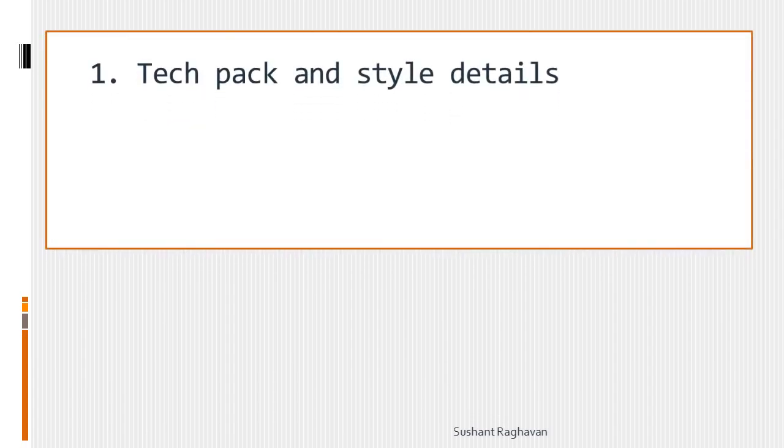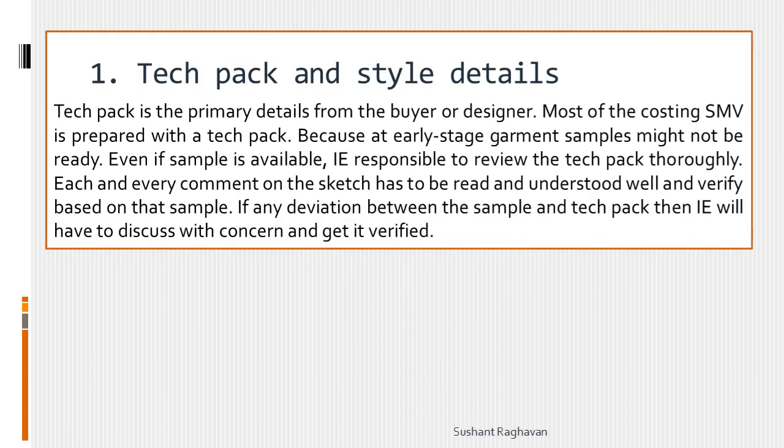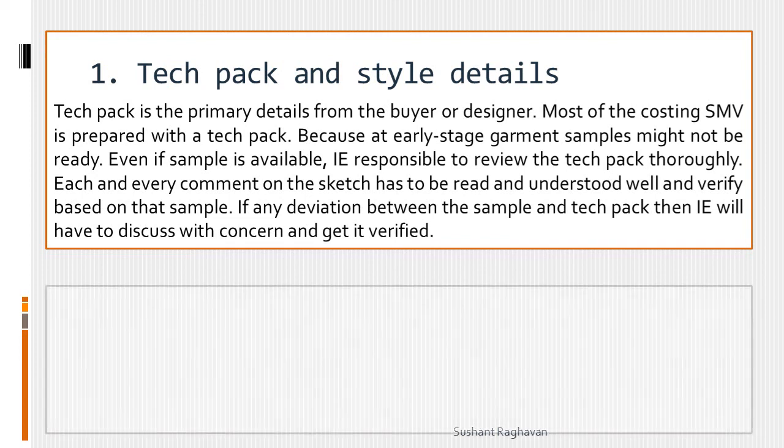Tech pack and style details. The tech pack is the primary detail from the buyer or designer. Most of the costing SMV is prepared with a tech pack, because at an early stage garment samples might not be ready. Even if a sample is available, the IE is responsible for reviewing the tech pack thoroughly. Each and every comment on the sketch has to be read, understood well and verified against the sample. If there is any deviation between the sample and tech pack, then the IE will have to discuss with the concerned person and get it verified.